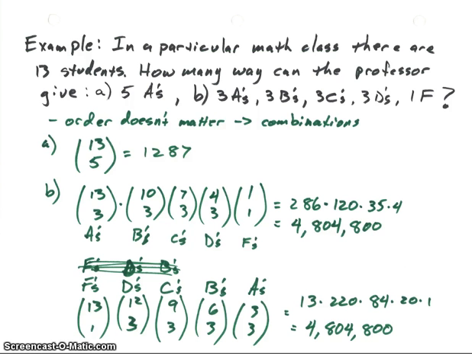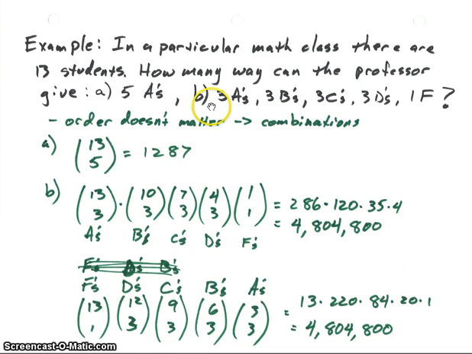Suppose there's a particular math class that has 13 students in it. The professor arbitrarily decides he's going to give out 5 A's, and so he's going to randomly pick 5 people in the class to give A's to.